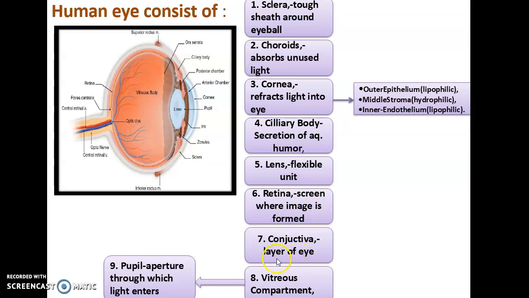The conjunctiva is one of the layers of the eye. Next, the vitreous compartment and the pupil. The pupil is an aperture through which light enters. And the cornea refracts light into the eye. It has an outer epithelium layer, a middle stroma and an inner endothelium. The outer epithelium is lipophilic, the middle stroma is hydrophilic, and the inner endothelium is lipophilic. These layers come under the cornea.